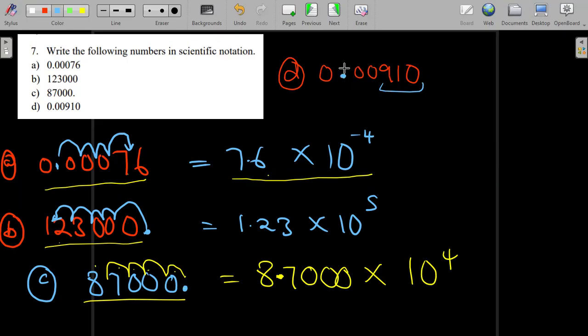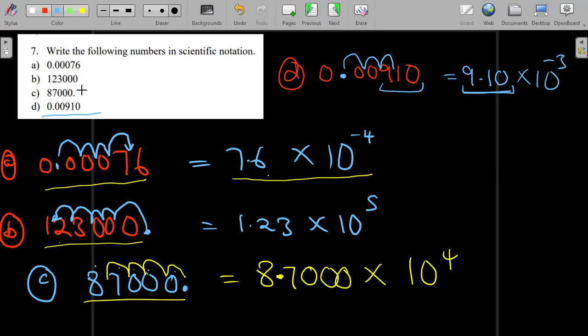So let's move this point 1, 2, 3. So it's going to become 9.1, and then we're also going to add this 0 like that, and then times 10. How many times have we moved? 1, 2, 3, and we moved to the right. So it means the power there is just going to be a -3. So this first part here has 3 significant figures, just like the original number.